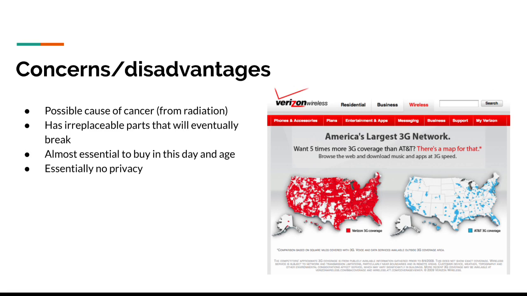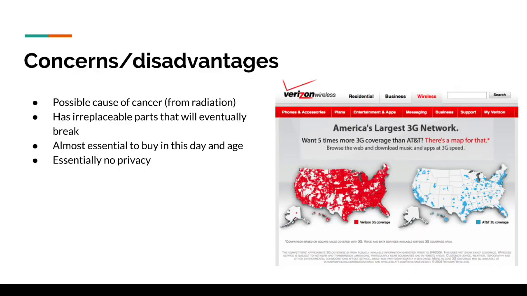What are some bad things about having a cell phone? Well, they are outdated now, because smartphones exist. Scientists think that the radiation from the screen could be a possible cause of cancer. All cell phones, smartphones included, have irreplaceable parts that eventually break, and they're almost essential to buy in this day and age. And they're really expensive, and you have essentially no privacy.